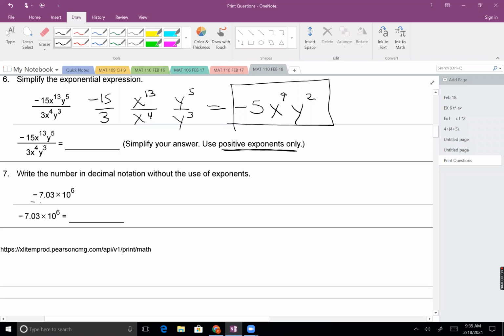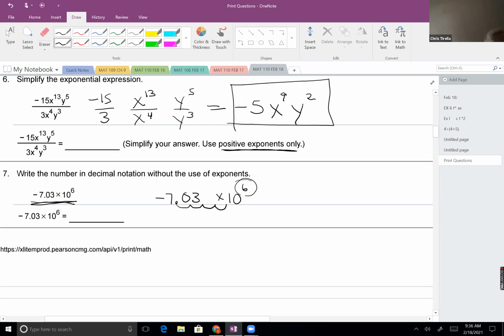Now we've got a number in scientific notation. We want to write it without exponents. So I've got negative 7.03 times 10 to the 6. That's a positive 6. Since it's a positive 6, I want to move the decimal in the direction that would increase the magnitude, make it bigger. So I'm going to move it 6 places.